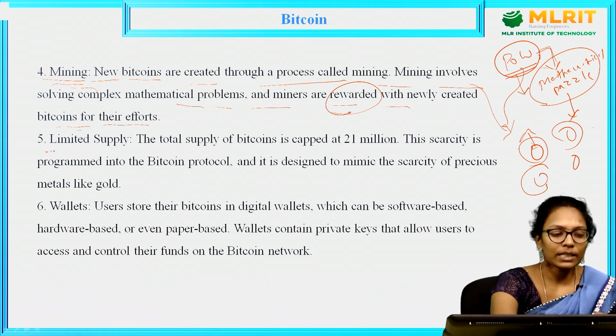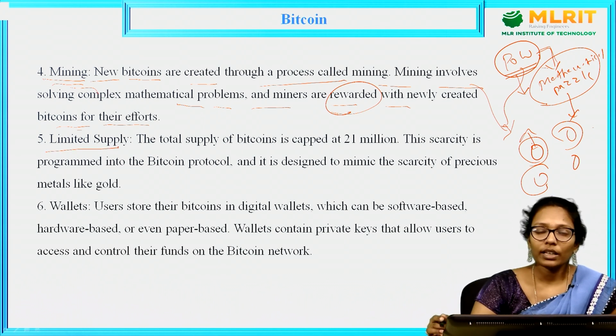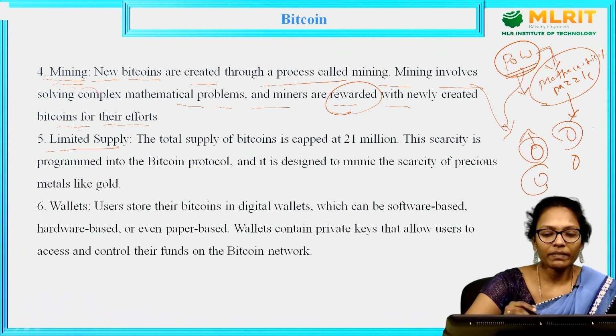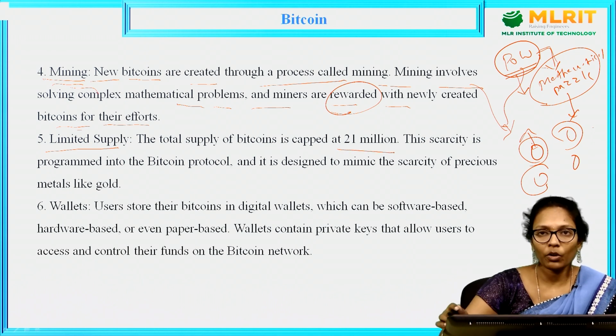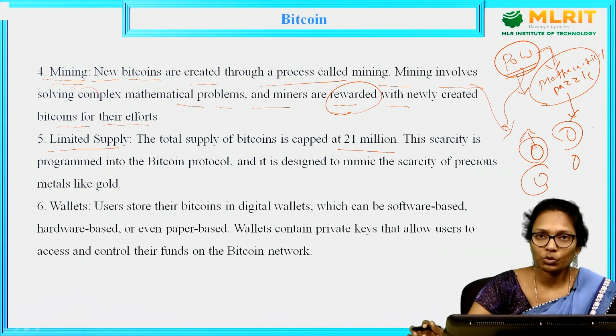So next is limited supply. Bitcoins have limited supply. Already we have 20 million bitcoins. They have already supplied these many bitcoins. So now there is no new supply of bitcoins.